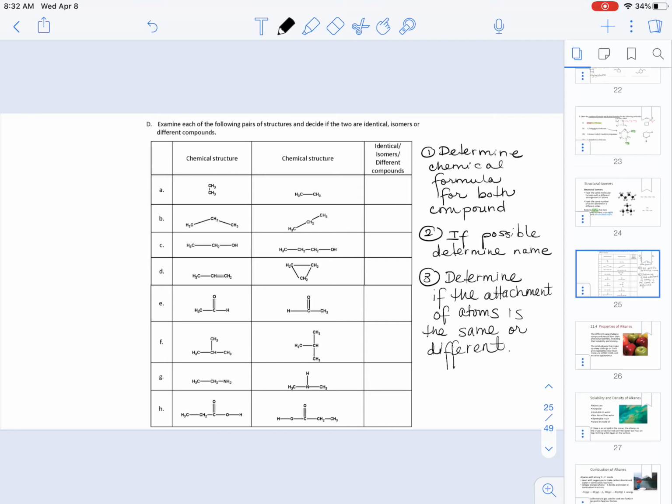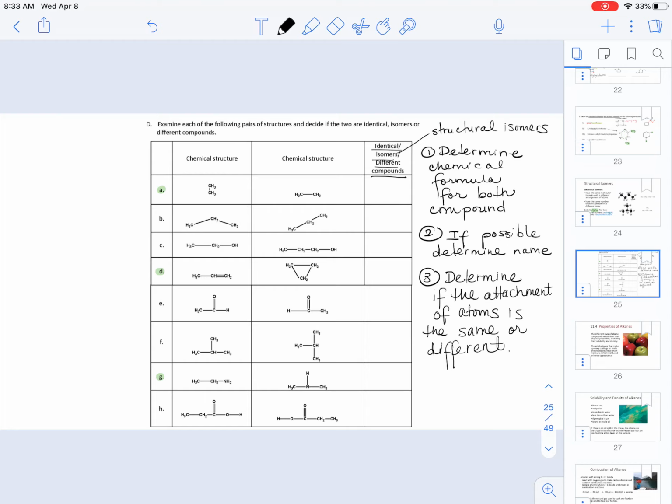Okay, so to do these problems, I'm going to do specifically letter A, letter D, and letter G. Our choices are these are going to be either identical molecules, they're going to be isomers, in this case, structural isomers, or they're going to be completely different compounds. So those are our 3 choices.